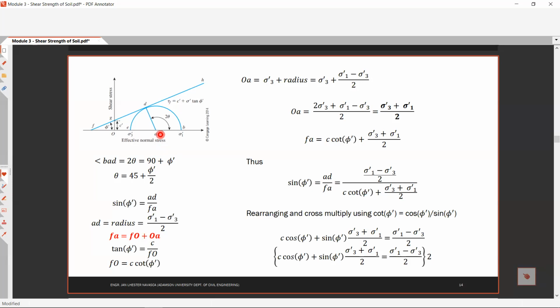Okay? So if we draw a line here, that is already 90 degrees. If this is phi prime, therefore this is also phi prime, right? So that is why your 2 theta is equal to 90 degrees plus phi prime. And solving for theta alone, divide all terms by 2, we get 45 plus phi prime over 2.